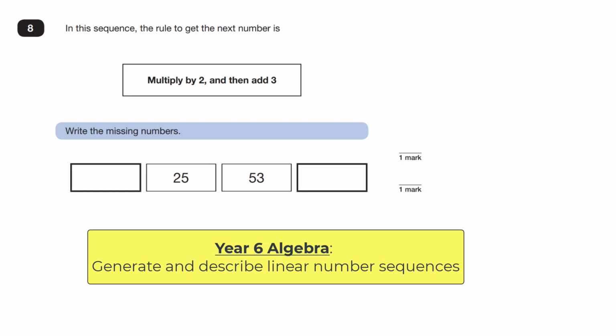In this sequence, the rule to get the next number is multiply by 2, then add 3. Write the missing numbers. Now in this sequence, we have a previous number missing and a following number that's missing. So we need to think about the direction of this rule, okay?